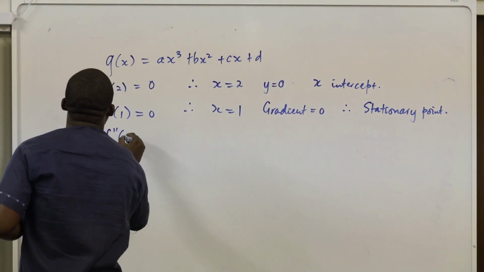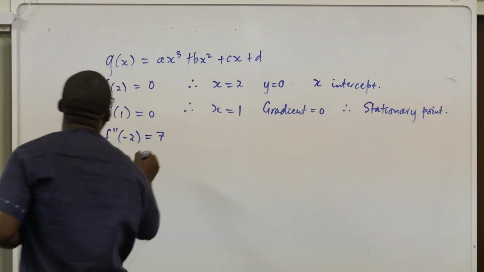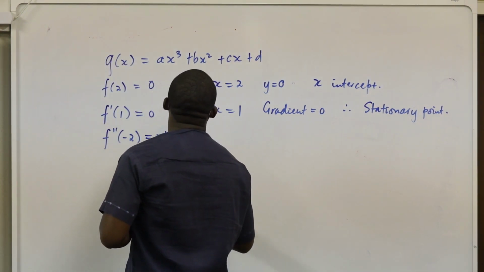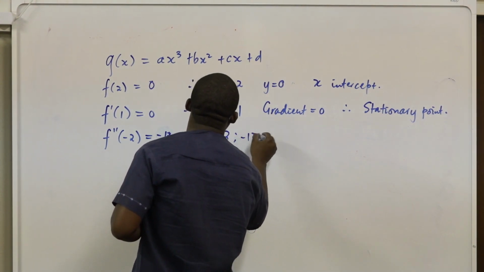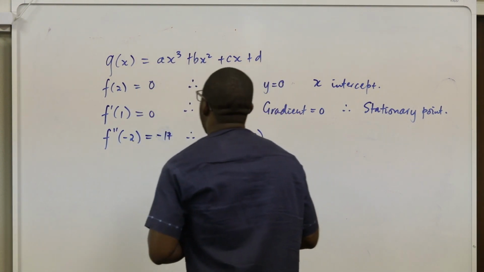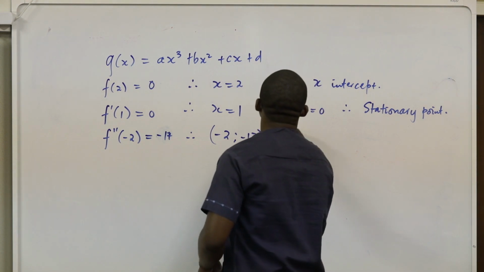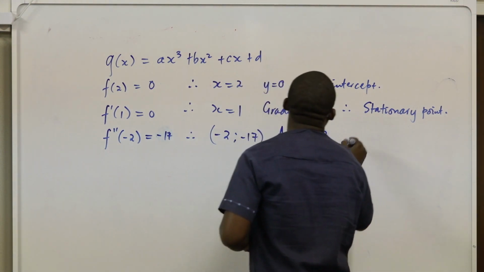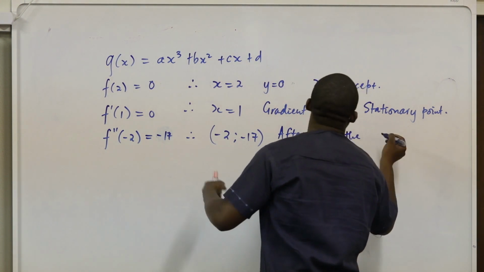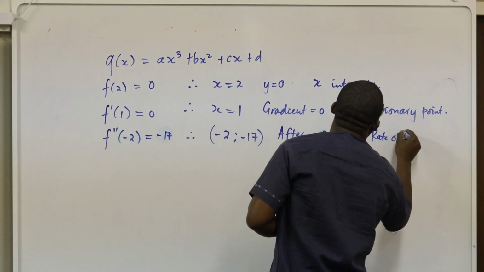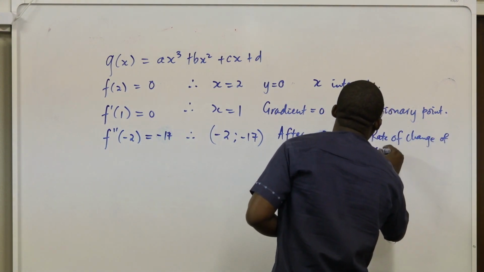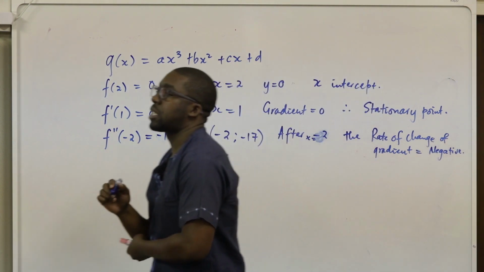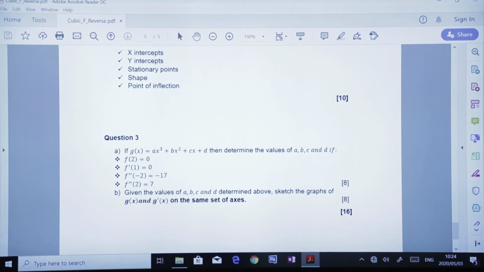We're given f double prime of minus 2 is equal to negative 17. All this tells us is that on the second derivative, there's a point minus 2 and minus 17. But what is it really telling us? It's telling us that after x equals negative 2, the rate of change of the gradient is negative. That will help us decide whether it's before or after a turning point.